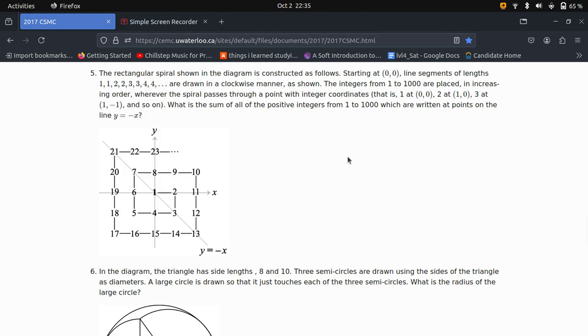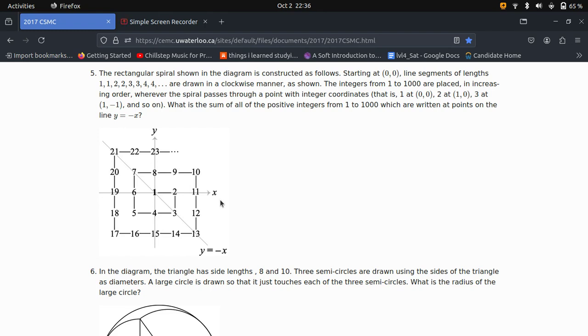The integers from 1 to 1000 are placed in increasing order wherever the spiral passes through a point with integer coordinates. So that is 1 at the origin, and then 2, and 3, and 4, 5, 6, etc. in a clockwise manner, like they've shown here.